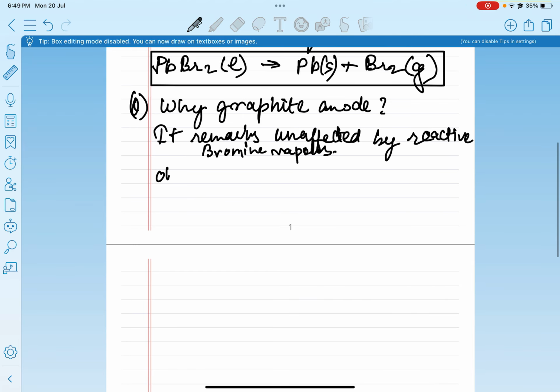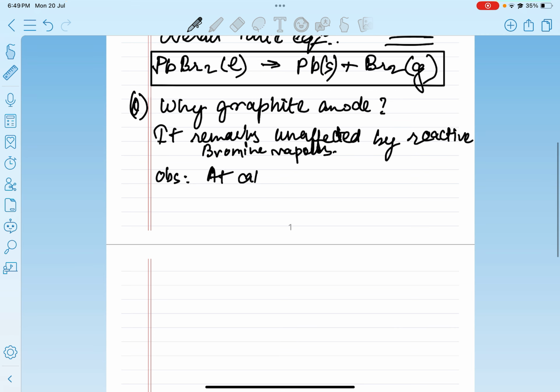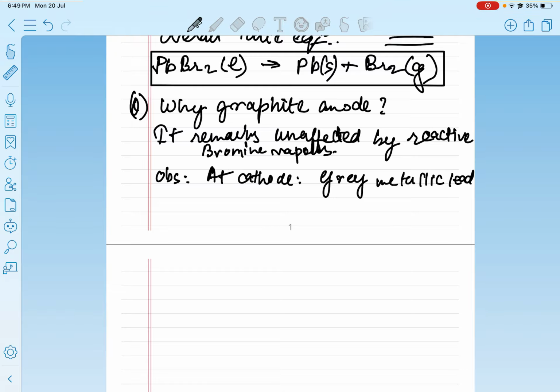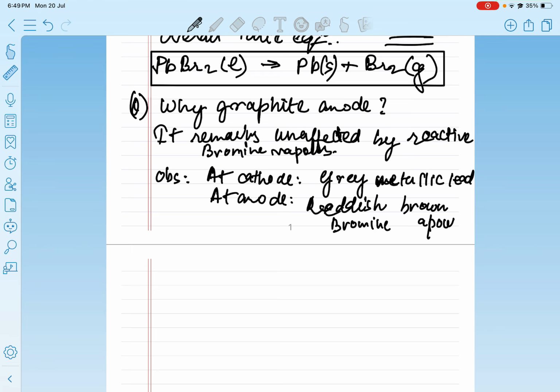Now what is the observation? Observation at cathode: at the cathode we will get gray metallic lead deposit, because here lead is formed. Gray metallic lead at cathode, and at anode, what will we get? Reddish brown bromine vapors, or you can say dark reddish brown bromine vapors evolved at anode, and at cathode, silvery grey metallic lead formed.